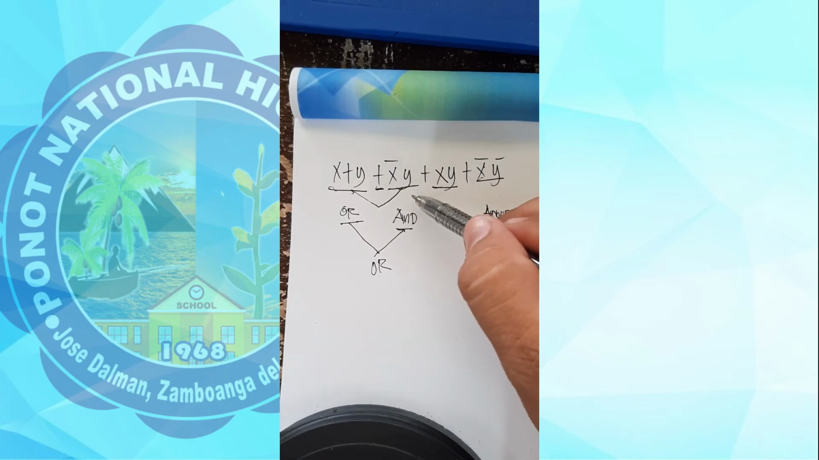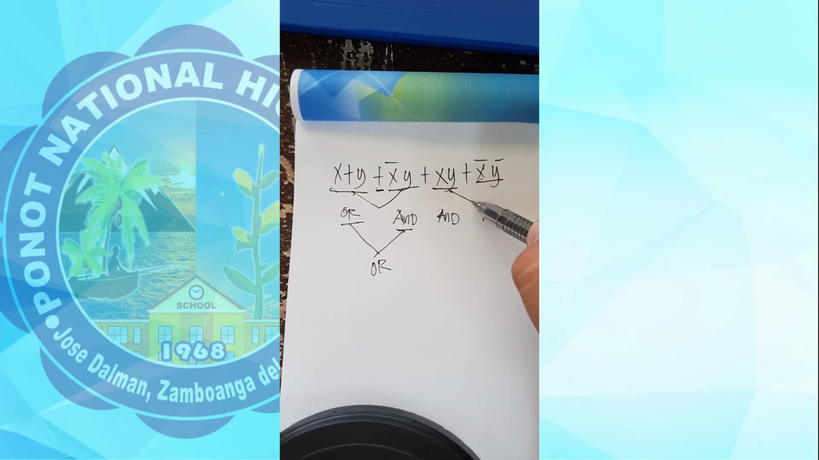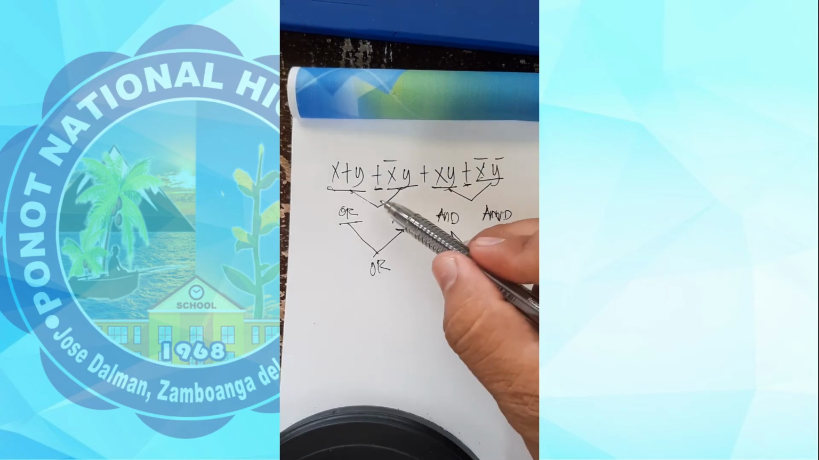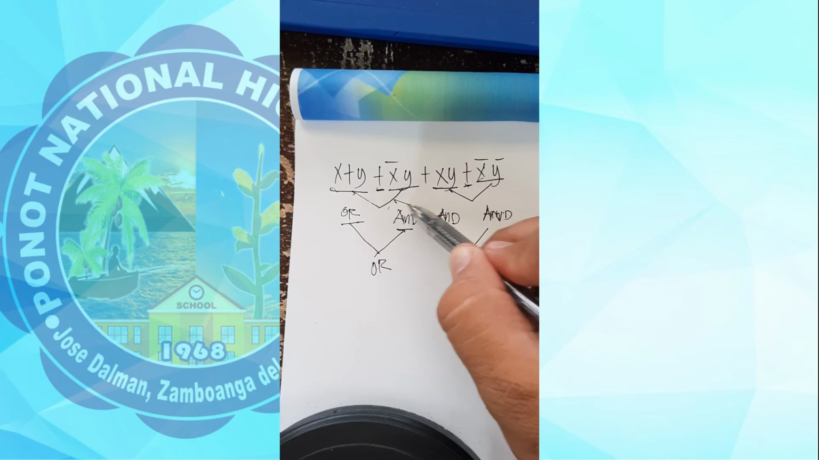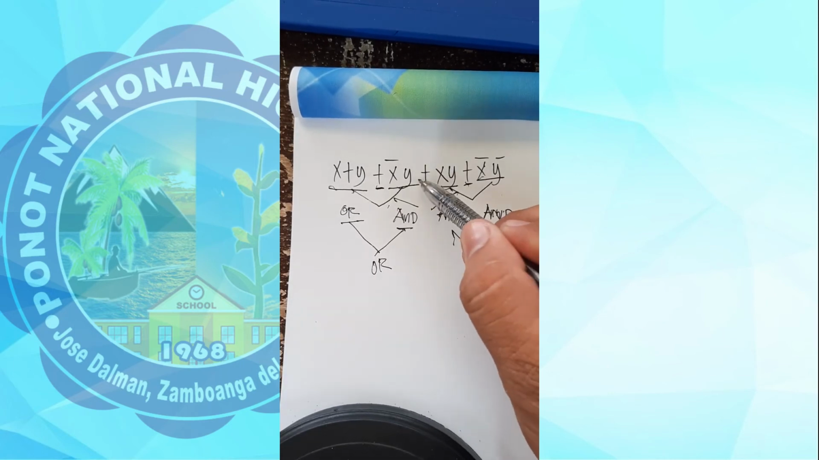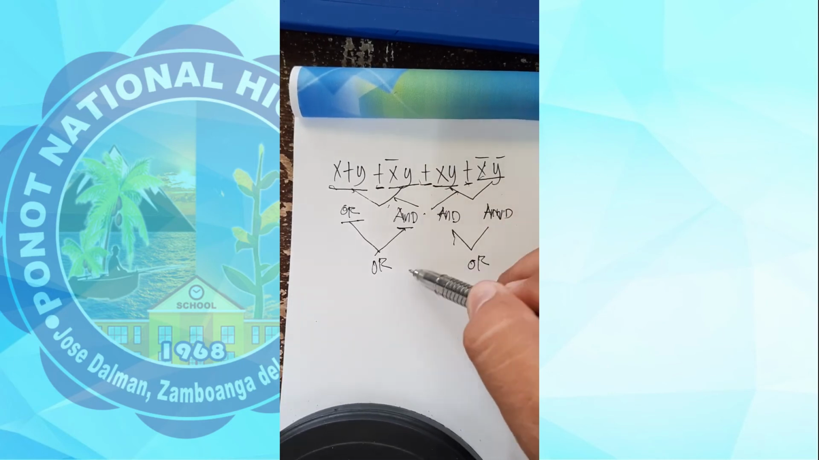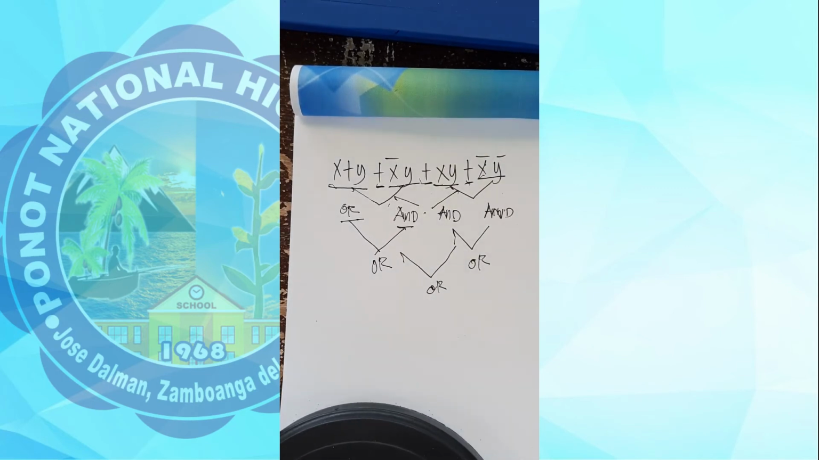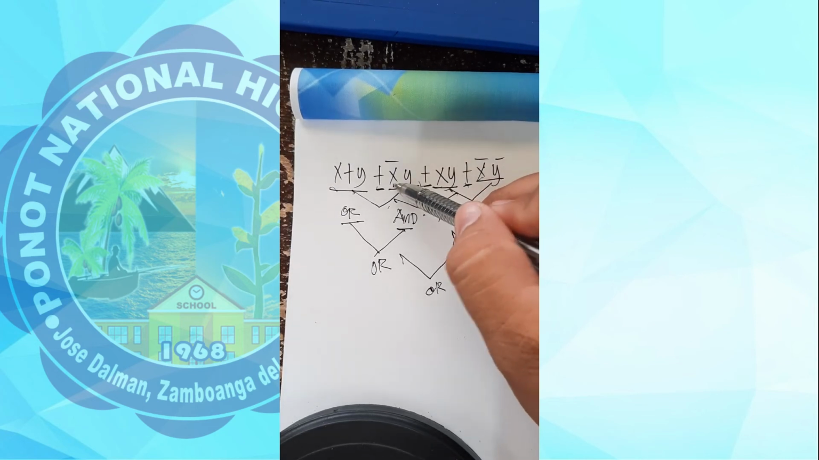Tapos, ito at saka ito, in between, plus. That is an OR Gate. Tama? Then, in between this one and this one, we have here the plus sign. That is also an OR gate. Tama? Okay.